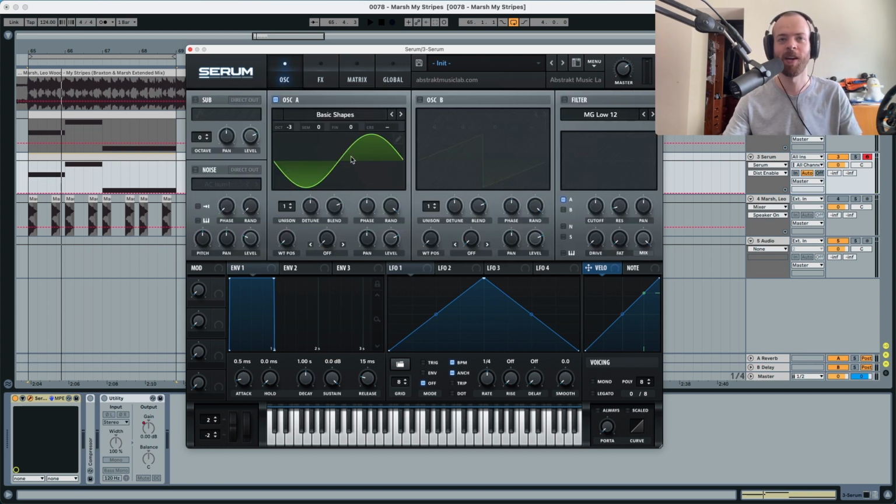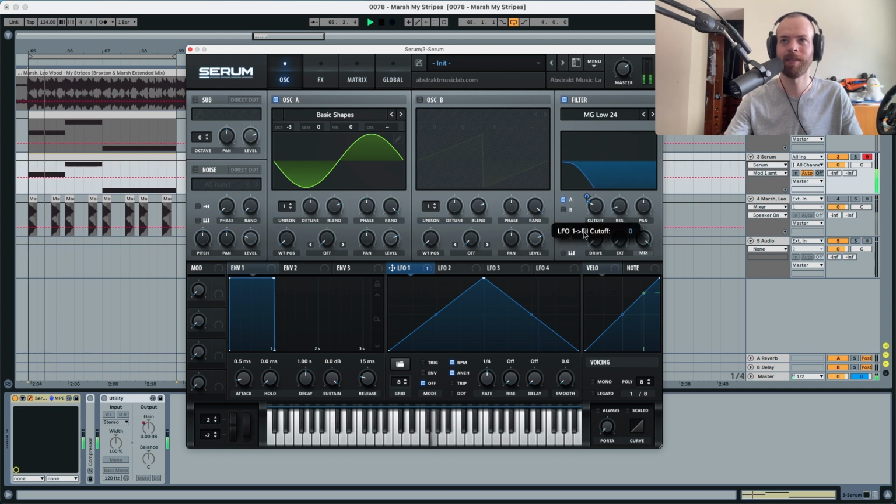Now here, sine wave, we're gonna also choose over here, filter. We're gonna choose MG low 24. And we're gonna put the frequency over here quite low because we only want the sub from it. And we also want to make it wobble as you listen in the original. It does this whoa, whoa, whoa, whoa, whoa, which is really cool. So we're gonna pick this LFO over here and put it slightly over here, but just a tiny bit.